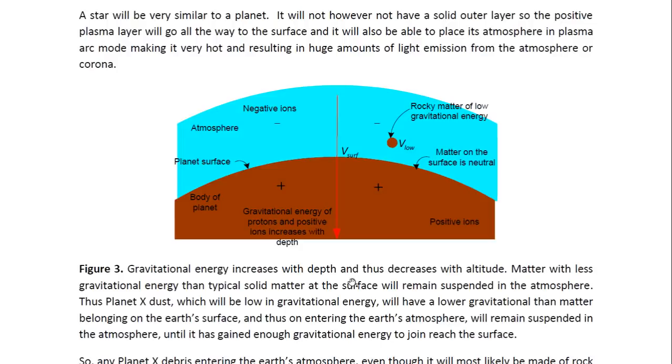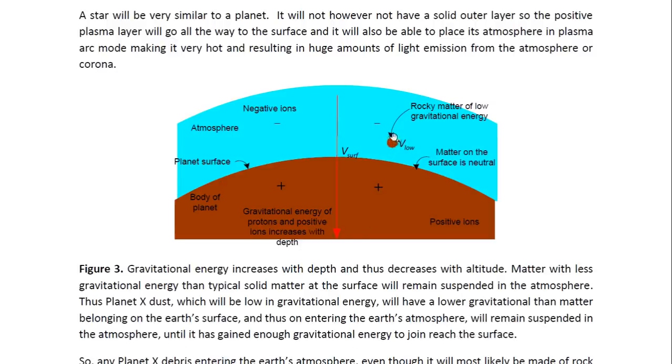Matter with less gravitational energy than typical solid matter at the surface, which will have gravitational potential V surface, will remain suspended in the atmosphere. Thus, Planet X dust, which will be low in gravitational energy, will have a lower gravitational energy than matter belonging to the Earth's surface, and thus on entering the Earth's atmosphere will remain suspended in the atmosphere.